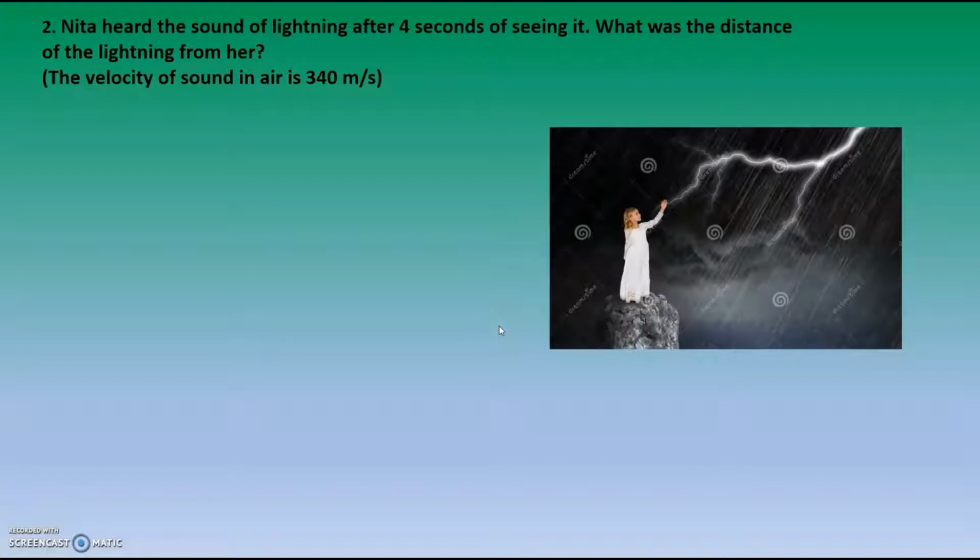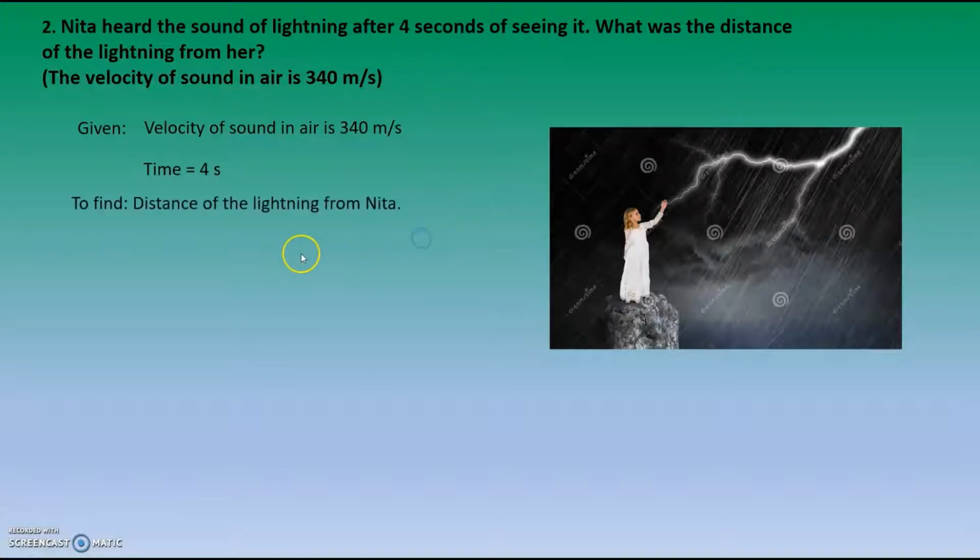When lightning strikes, a bright flash of light is generated. We see the flash immediately. The intense heat of the lightning generates a sound called thunder, which is transmitted through the air at the velocity of sound. Let's begin the sum. Velocity of sound in air is 340 meter per second. Time is 4 seconds to find the distance of the lightning from Neeta.